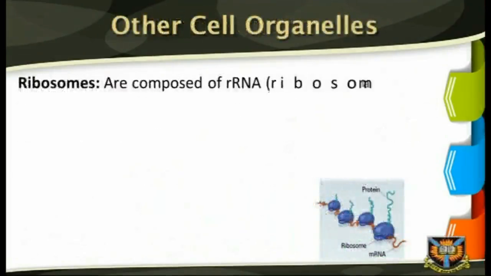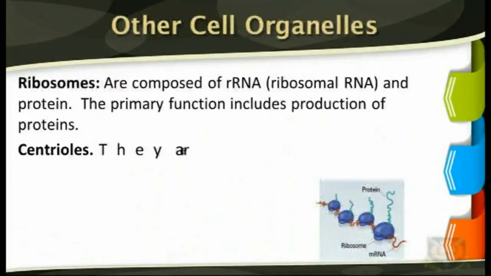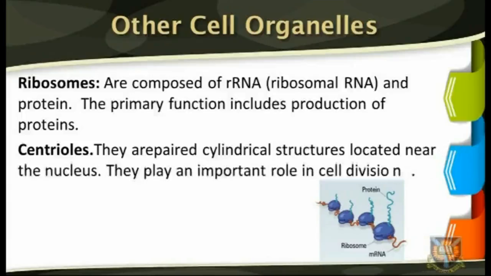Other parts of the cells are ribosomes, which are composed of rRNA, ribosomal RNA, and protein. The primary function includes production of proteins.